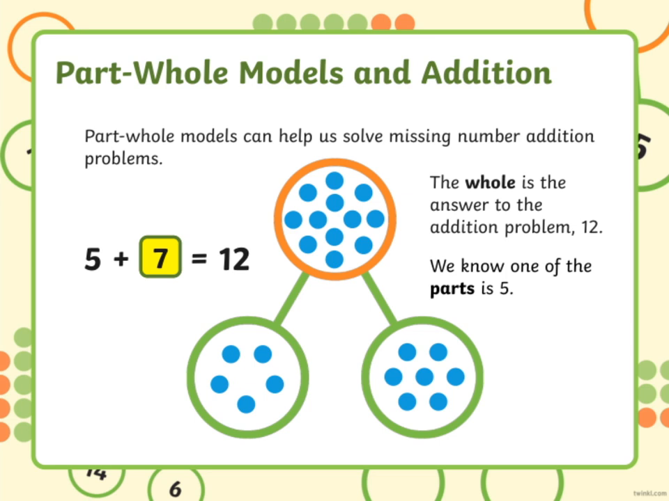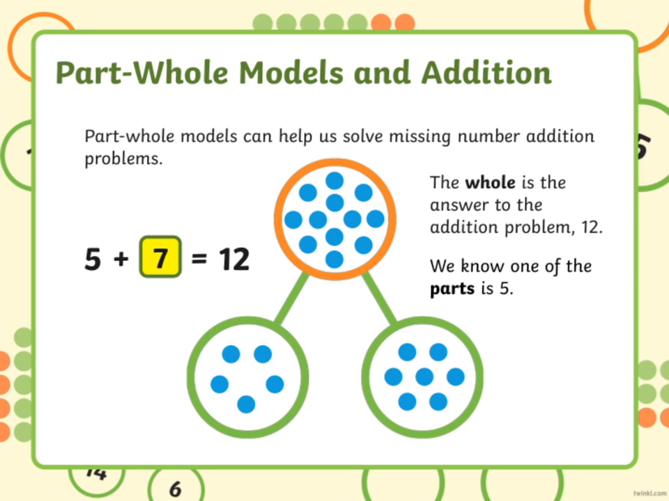We know that one of the parts is 5, and if we look at the equation, 5 plus something equals 12. The question is, what is that missing part? And the whole, or the total, is 12, the answer to the addition problem. This shows us how part-whole models work. They help us break down a problem by showing the parts that make up the whole.